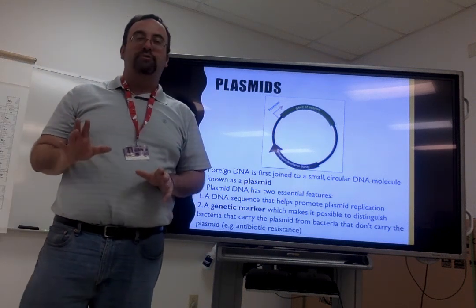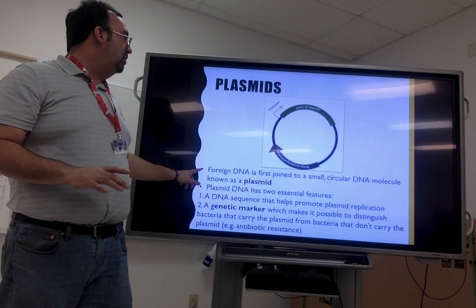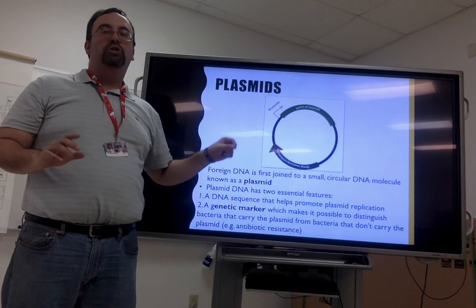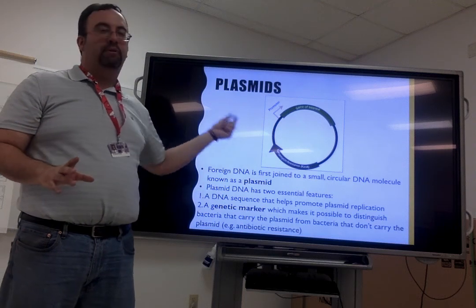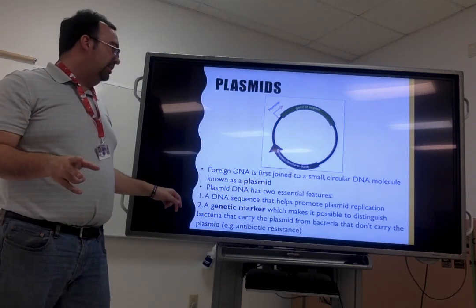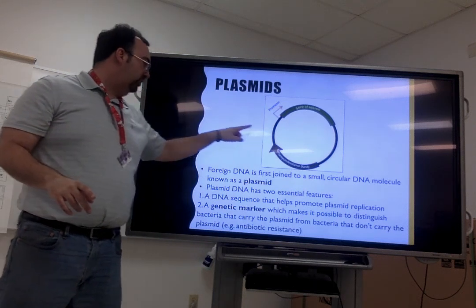And so the first thing we need to do is join the foreign DNA to the small circular DNA molecule, which again we refer to as a plasmid. The plasmid DNA, as I just discussed, has two specific features.